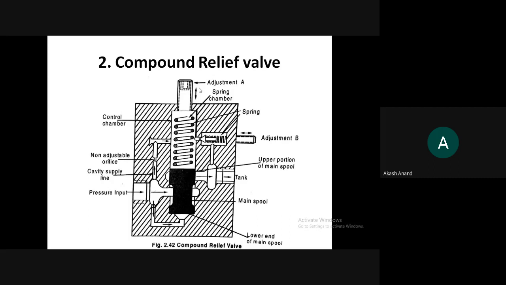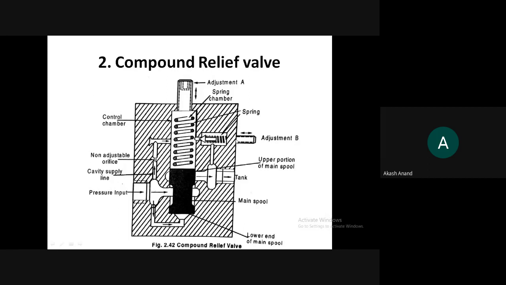So that is the basic working nature of a compound relief valve. As the pressure continues to rise at the lower end of the main spool, the pressure will force the main spool against the spring. This creates a free path for pressurized fluid to go through the tank port.